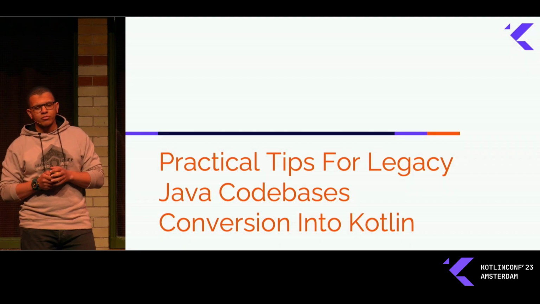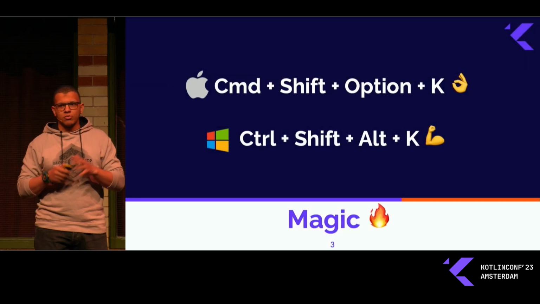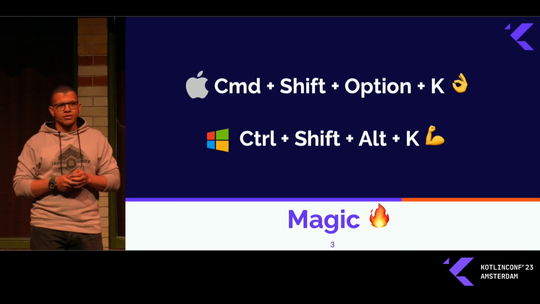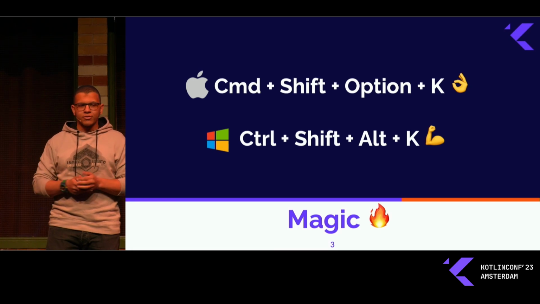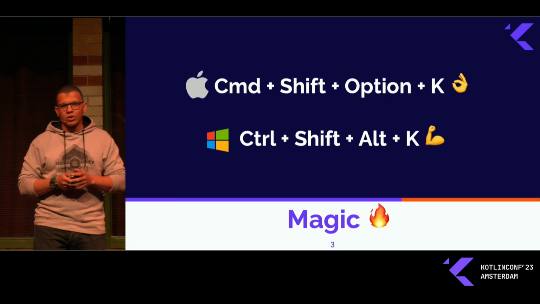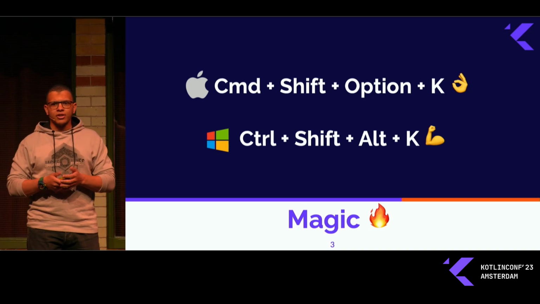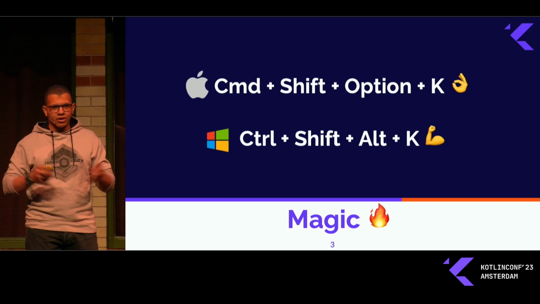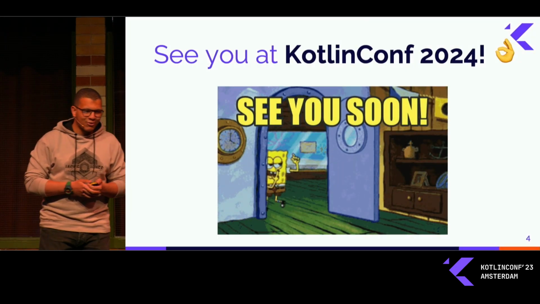Let's get started. So basically, all you need is this command shortcut, right? You need to press all the keyboard buttons on your Mac or Windows, plus the letter K, which stands for Kotlin, of course. And like magic, it will convert everything to Kotlin. That's basically all you need. If you didn't know that before, you can go ahead and start. Yeah, that's basically it. See you at Kotlin Conf 2024, maybe?